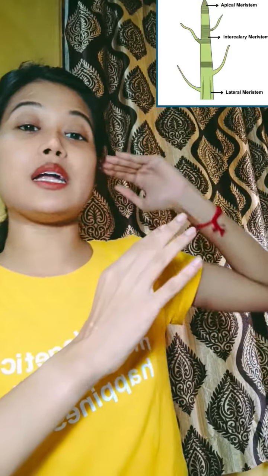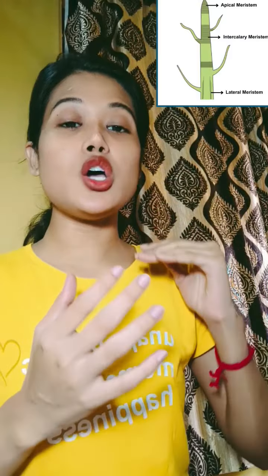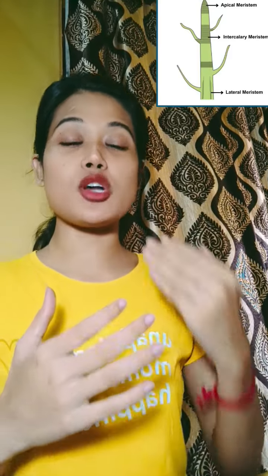So here from this image you can understand that the apical meristematic tissues are found at the tip of the plants, which means it is helping in the growth of the roots and the shoots. It is responsible for making the plant taller in nature. Okay, so this is also called the primary growth.